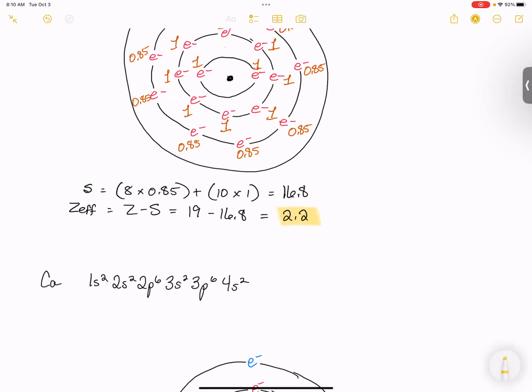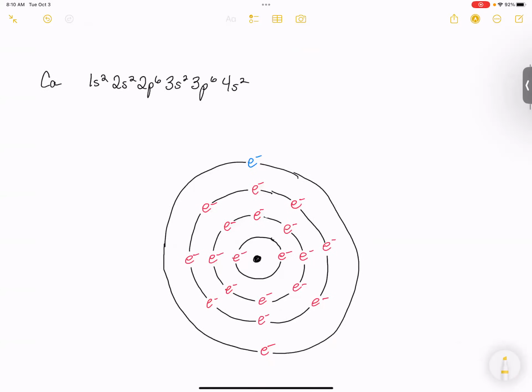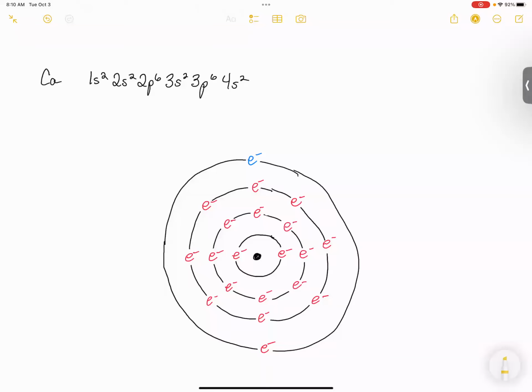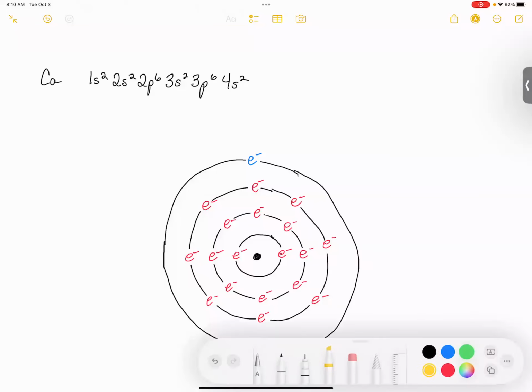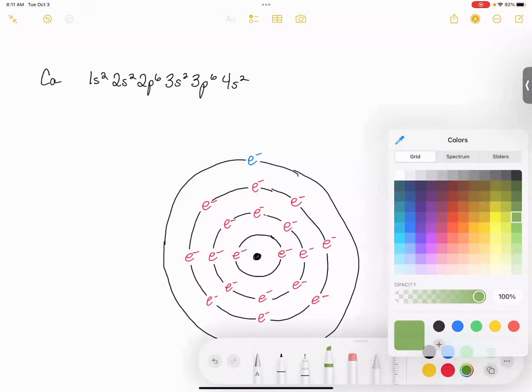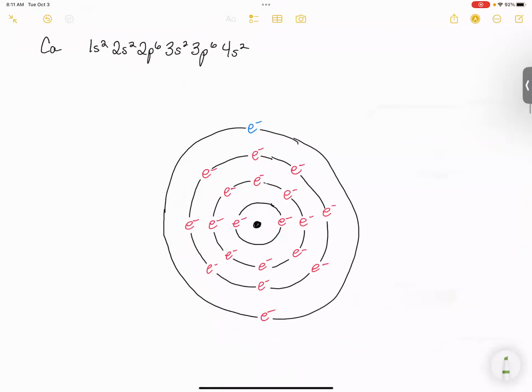Questions? I'm drawing the diagram because I'm hoping with you being able to see it on the diagram, it will help you understand the numbers and what they go to. So let's look at calcium. Let's do that one. Calcium. Again, I've highlighted the electron I'm trying to figure out the Z effective for, and all of the rest of the electrons are in red.